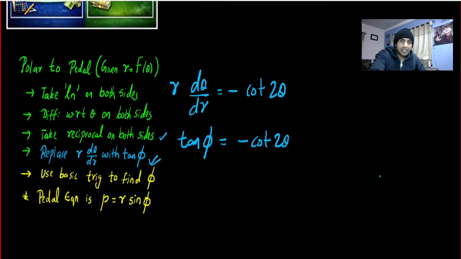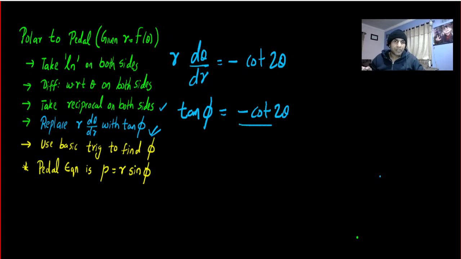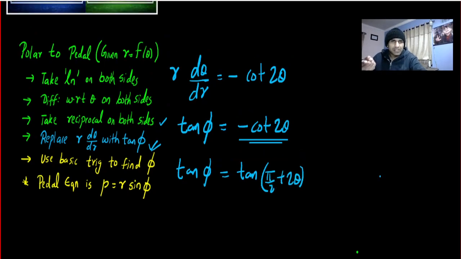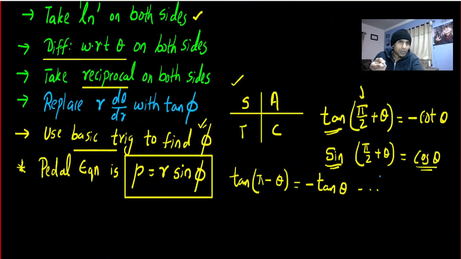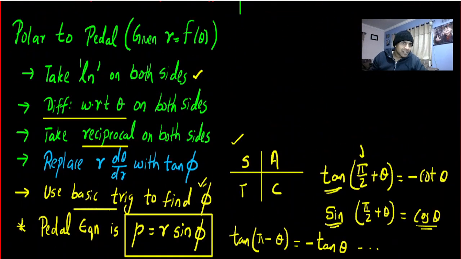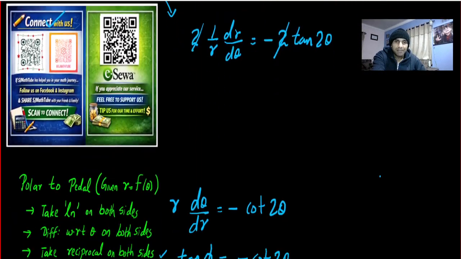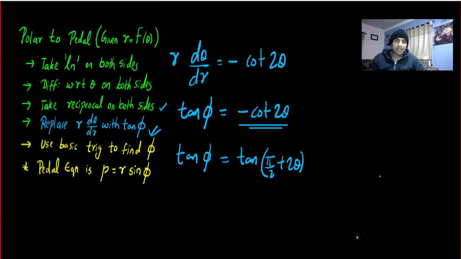So let me check if I still remember trigonometry. Okay, I can see that the right side is tan of 90 plus 2 theta. Just a few minutes before we talked about it. You remember? Minus cot theta can be written as tan of 90 plus theta. So I took advantage of that, and taking tan inverse on both sides.